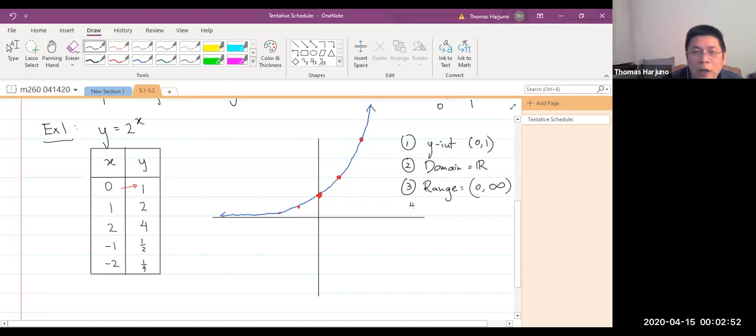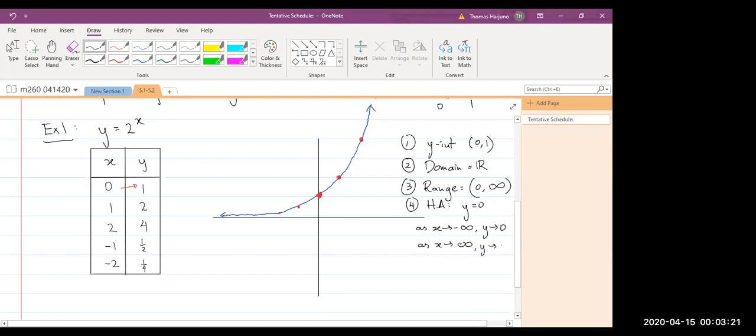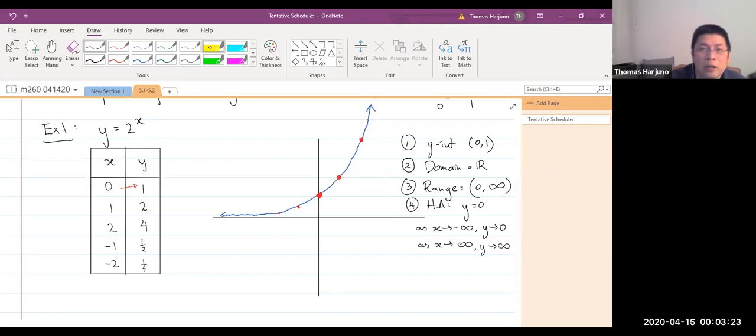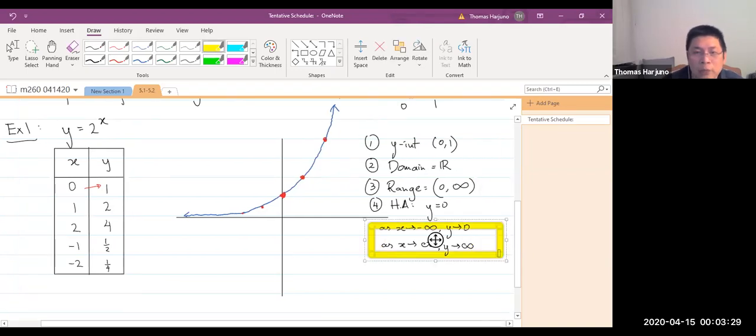And then we have the horizontal asymptote. That will be y equals 0. Now, this horizontal asymptote is only a one-side asymptote. To be more precise, the notation should be as x approaches negative infinity, the y will approach 0. However, as x goes to positive infinity, what happens to the y? It goes to infinity also. So you see that this horizontal asymptote is a one-side asymptote, not a two-side asymptote.